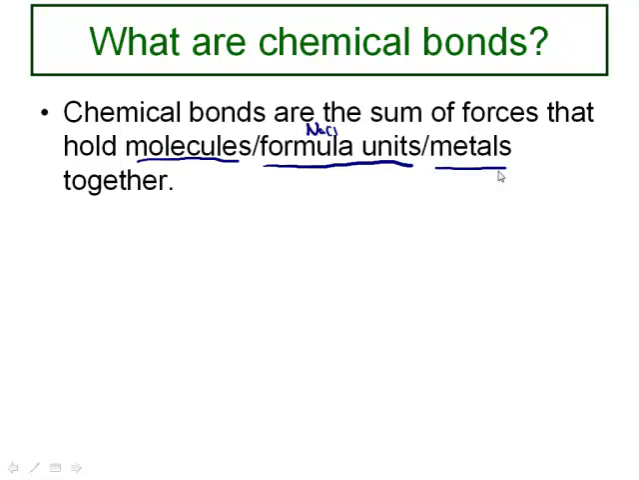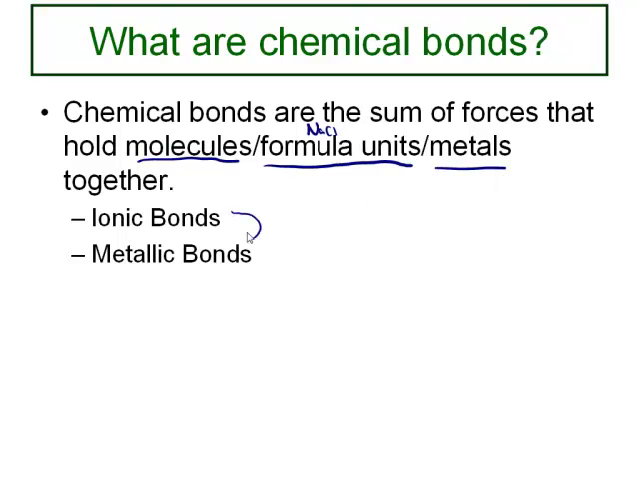We're going to talk about three different kinds of chemical bonds today. The first one we're going to look at is ionic bonds. Secondly, we're going to look at metallic bonds. This is a little bit out of order on your note skeleton, but that's okay. And last, we're going to talk about covalent bonds and what differentiates the three different classes.